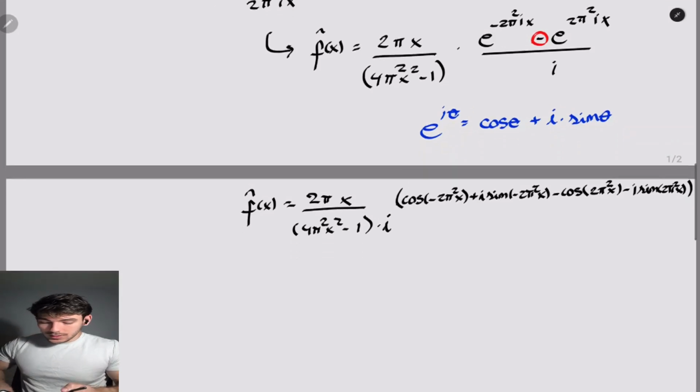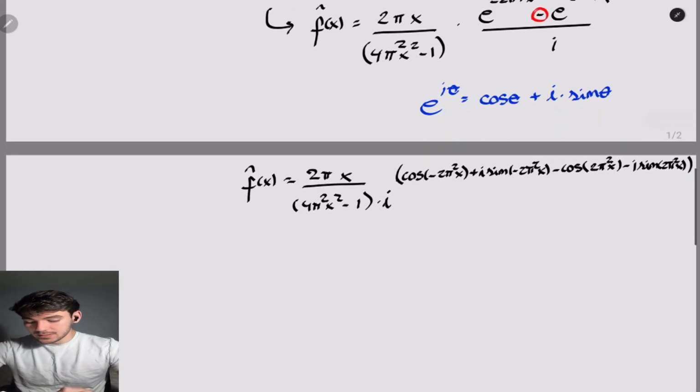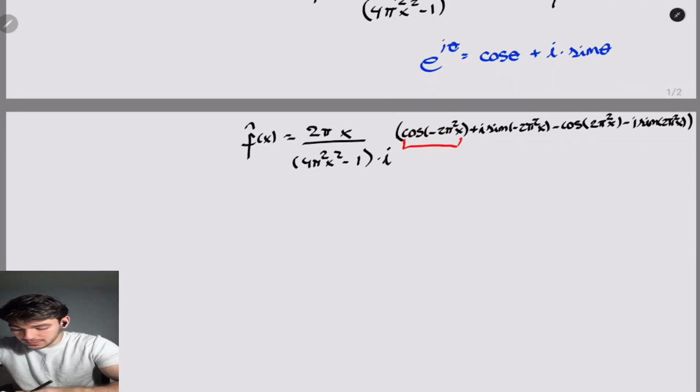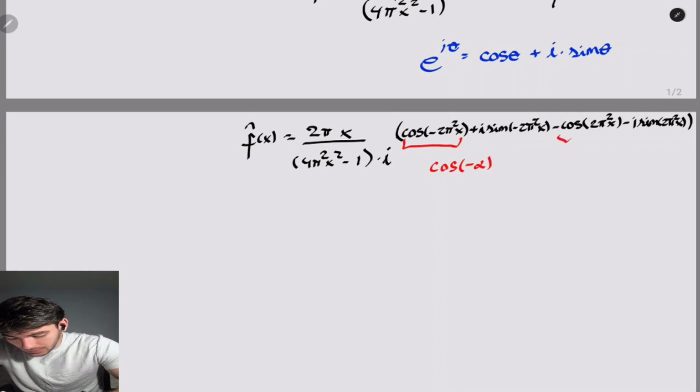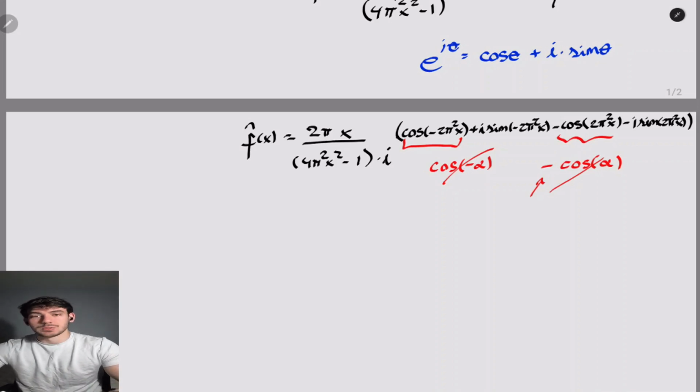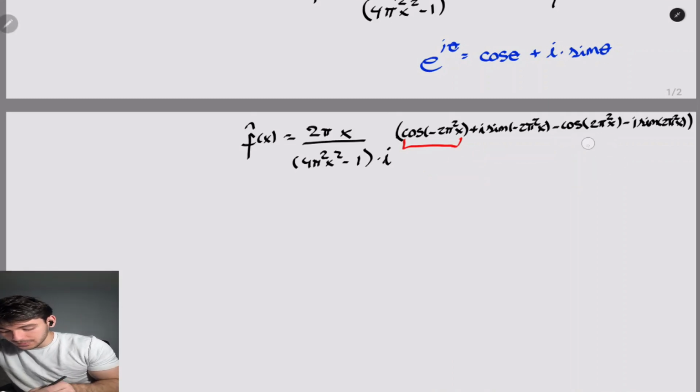Okay, so now let's analyze this. Here we have cosine of minus 2 pi squared x, so let's say cosine of minus alpha. And here we have minus cosine of alpha. Okay, we can see that this will cut out with this since we have a negative here, because cosine is an even function. So basically cosine of alpha is equal to cosine of minus alpha. And if we are subtracting them, that's 0. Okay, so basically this will cut out with this.